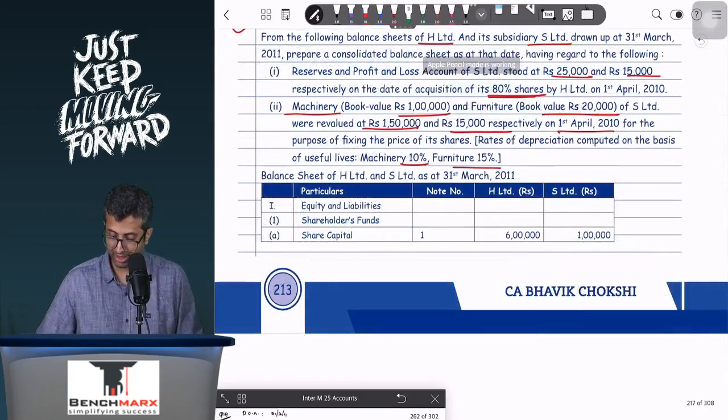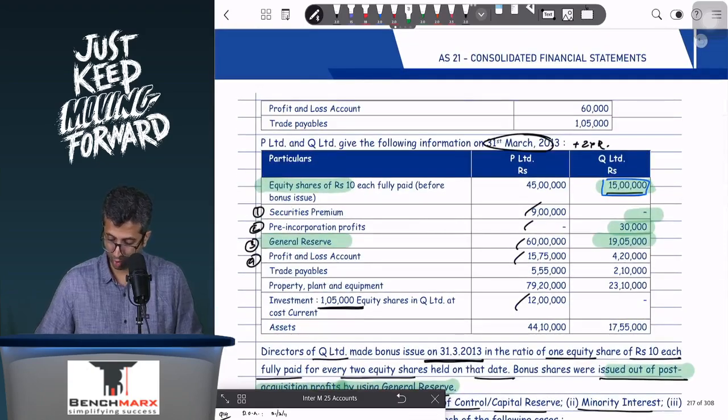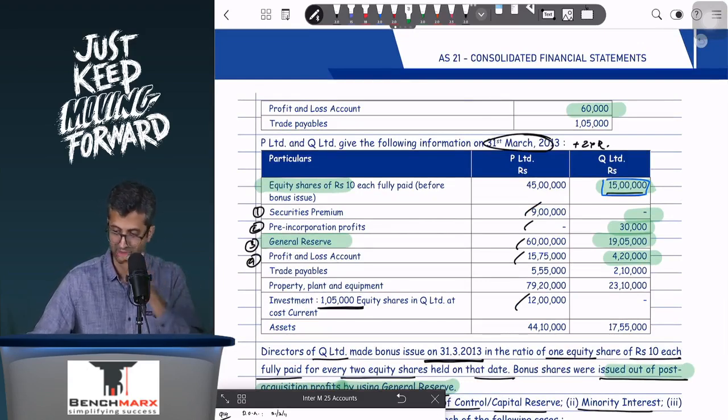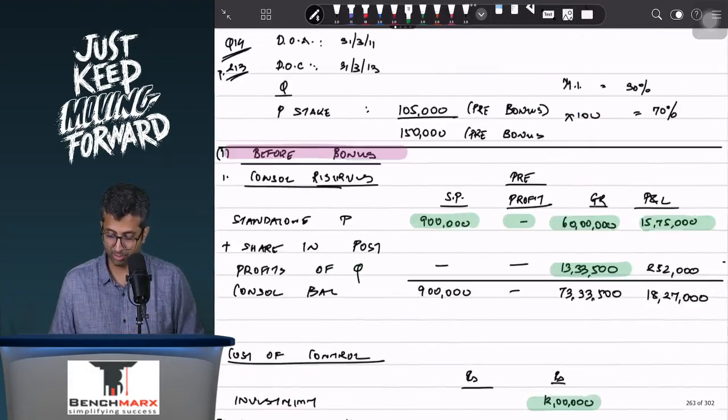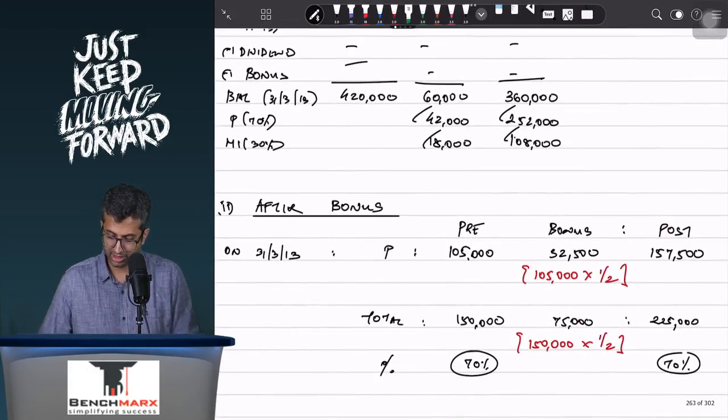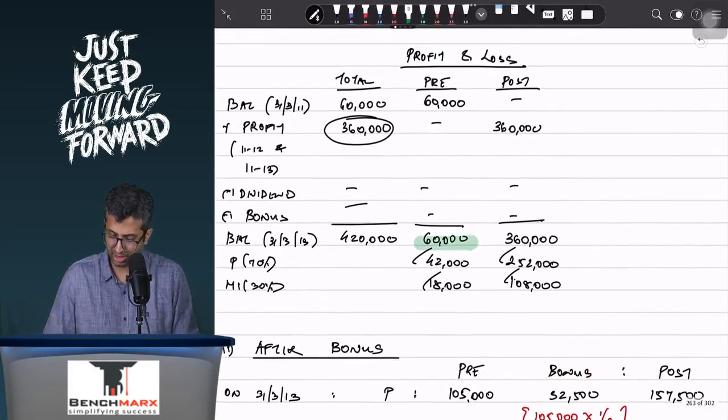When you look at the P&L, the P&L now is 420. On the acquisition date, it was around 60. There is no dividend, and hence the difference of around 360 must have arisen in the 2 years after the acquisition. So 60 will be pre, the remaining 360 will be post. As you can see over here, 60 will be pre, remaining 360 will be post.